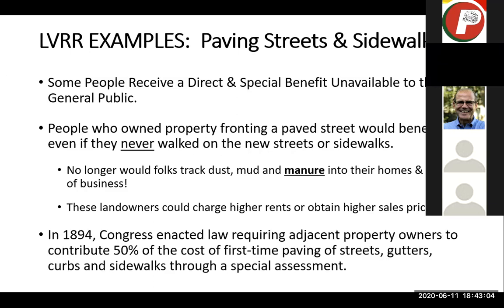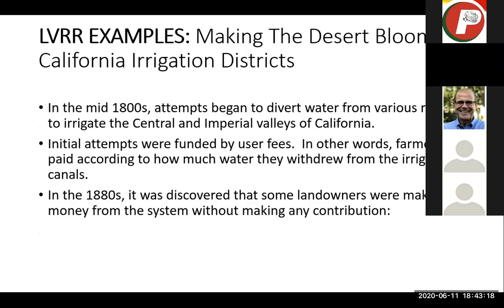So in 1894, Congress enacted a law that required adjacent property owners to pay 50% of the cost of the first-time paving of streets, gutters, curbs, and sidewalks through a special assessment.